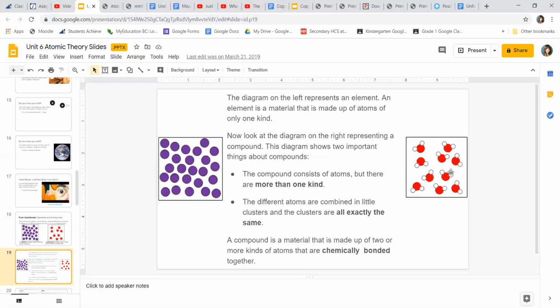So in a compound, yes, you have more than one type of atom in there, but there's still uniformity in the sense that each combination is going to be exactly the same, exactly the same, exactly the same. There's not going to be anything different popping up within a compound. It's just those certain elements mixed together in fixed ratios. They're groups basically, and each group will look exactly the same. Let me know if any of that's not making sense.